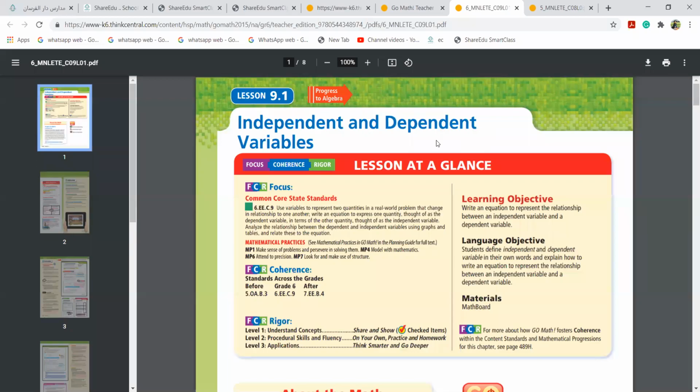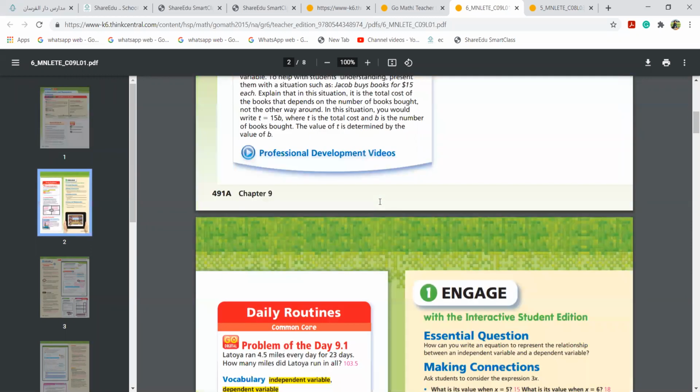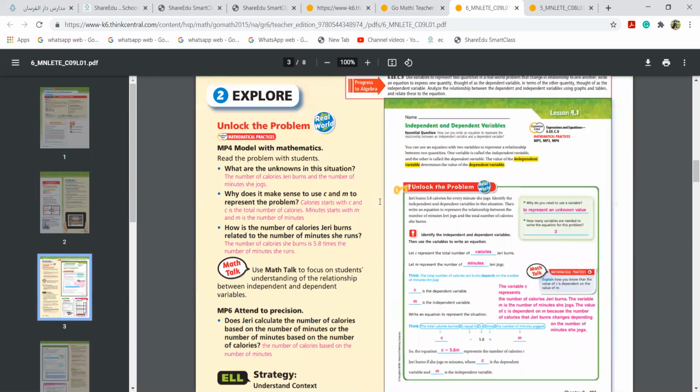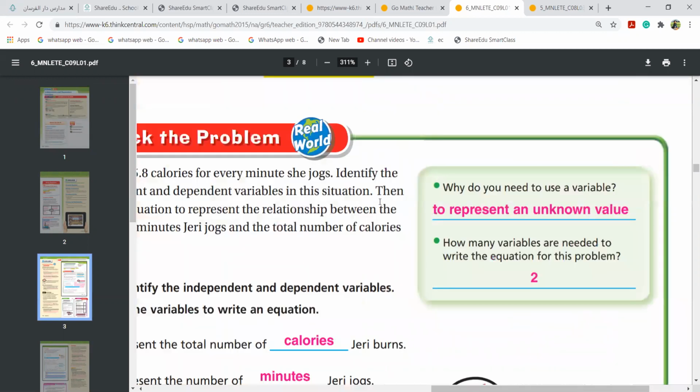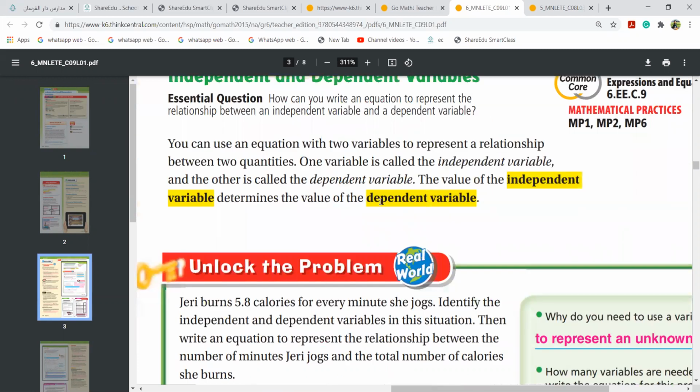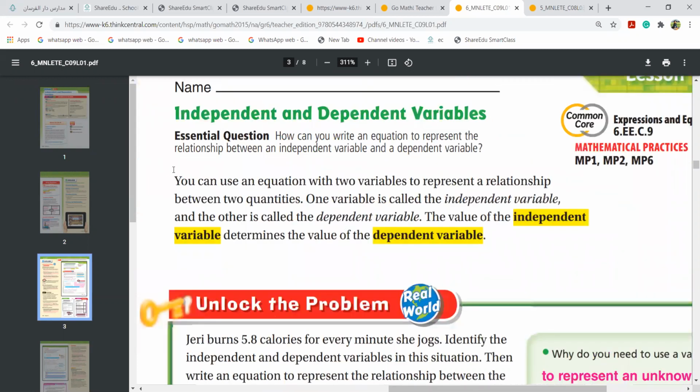Let us begin. Lesson 9.1 Independent and Dependent Variables. And turn to page number 491. Page 491. Now, carefully listen to what I'm saying.